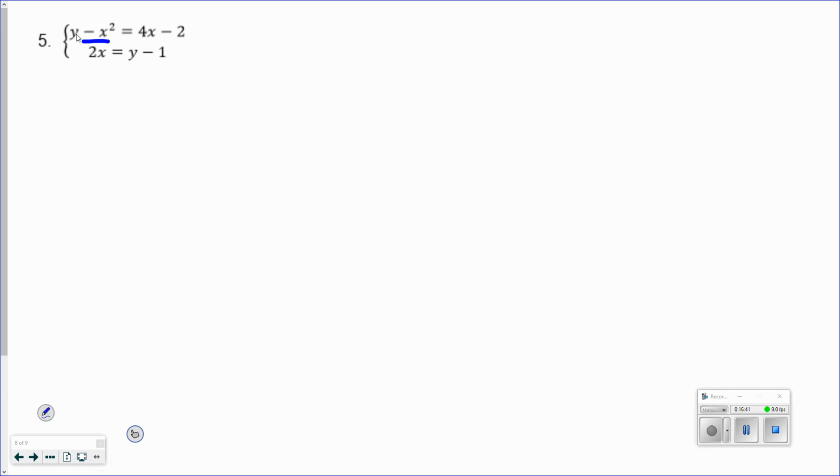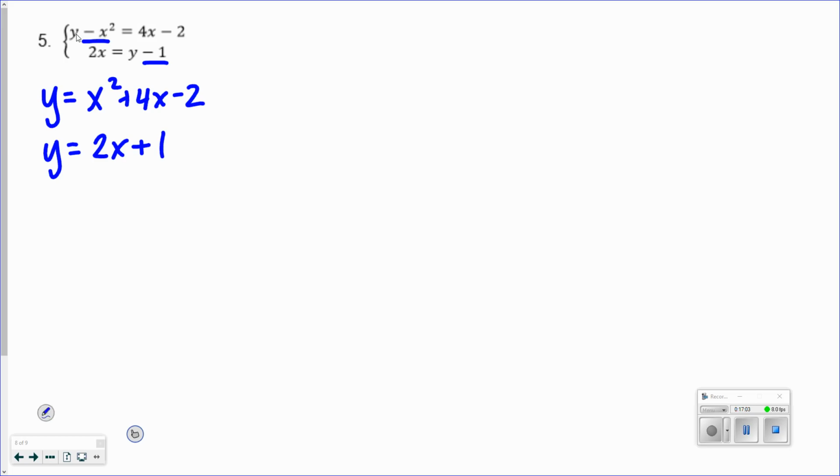So now I have y's by itself, so now I can replace this y with that guy right there, and then I can solve for x. So x squared plus 4x minus 2 equals 2x plus 1. So now I only have one variable, which is x, and I can solve. So we have a quadratic.